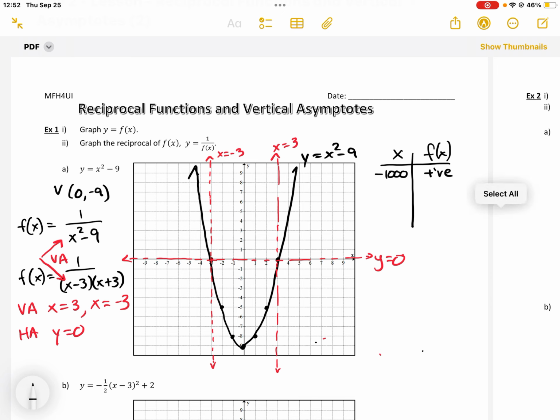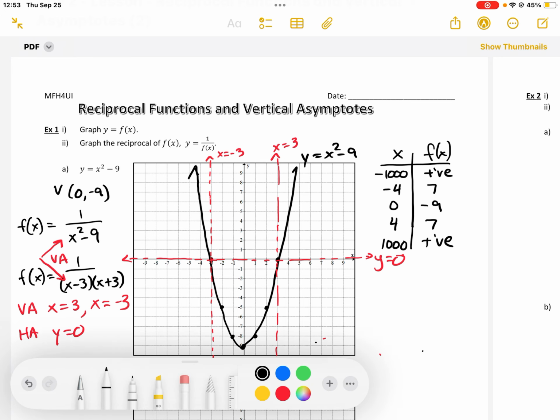Then I'm going to choose another one that's on the left side there. Let's choose minus 4. Minus 4 squared is 16. 16 take away 9 is 7. So I've got another positive value there. Then I'm going to choose a point in the middle. I'm going to choose 0 for my x coordinate of the vertex. When x is 0, y is minus 9. I already know that. Then I'm going to choose two values on the right-hand side. I'm going to choose positive 4, which is also 7. And then I'm going to choose positive 1,000, which is also going to be a really large positive number.